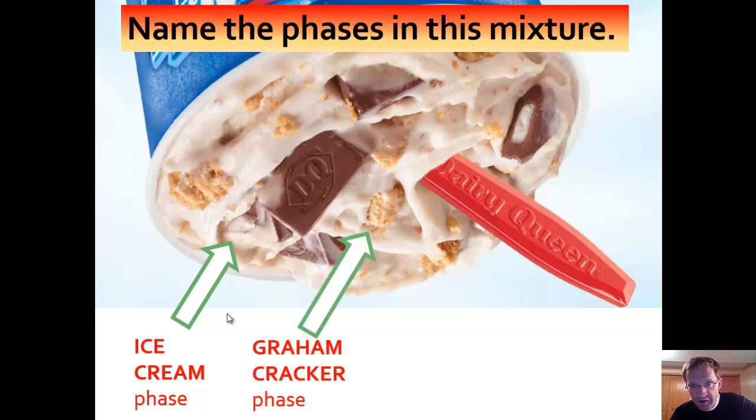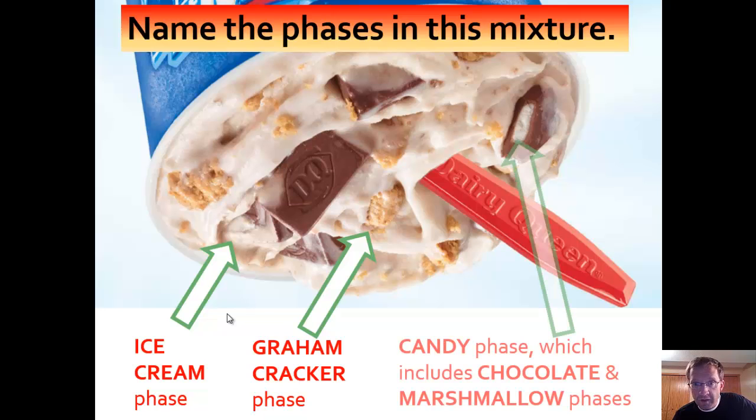Right? So we've also got this tan graham cracker phase, so that's distinguishable because it has a different color. We'd probably say that that's a solid for sure. And then there's this candy phase, which looks like it's got two phases of its own. So there's chocolate wrapped around a center marshmallow phase, and those little marshmallow squares or whatever they are that Dairy Queen puts in there. And so we've got in this picture just of what's in the cup to eat, more or less 3 or even 4 different phases: the ice cream, the graham crackers, the chocolate, and the marshmallow, which for a s'more blizzard makes perfect sense.